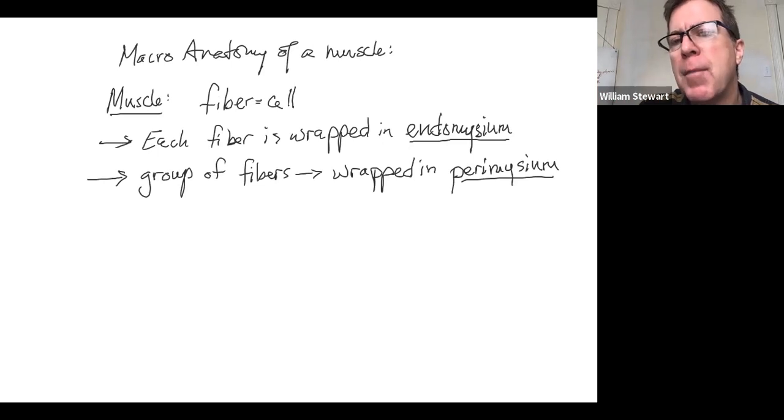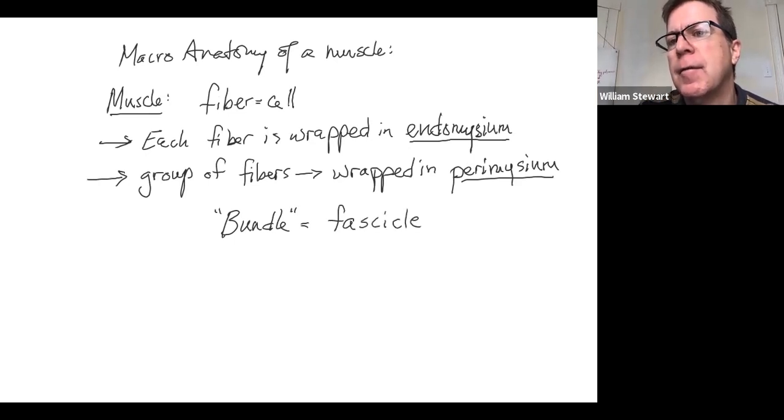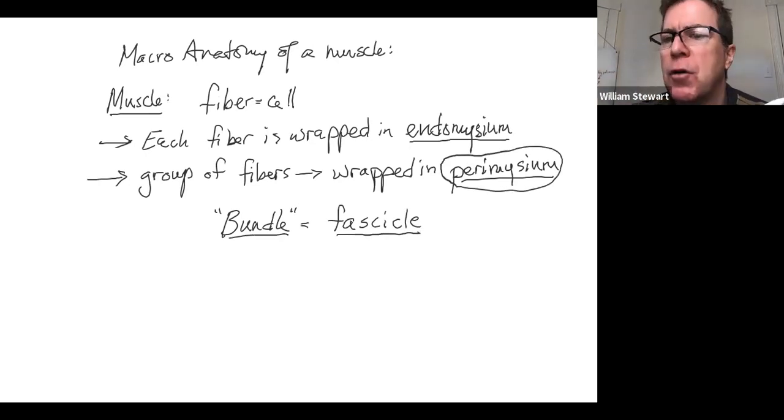What we call a bundle of fibers that is wrapped in perimysium, we call that a fascicle. F-A-S-C-I-C-L-E. So a fascicle is just a bundle of muscle fibers wrapped in this connective tissue called perimysium.